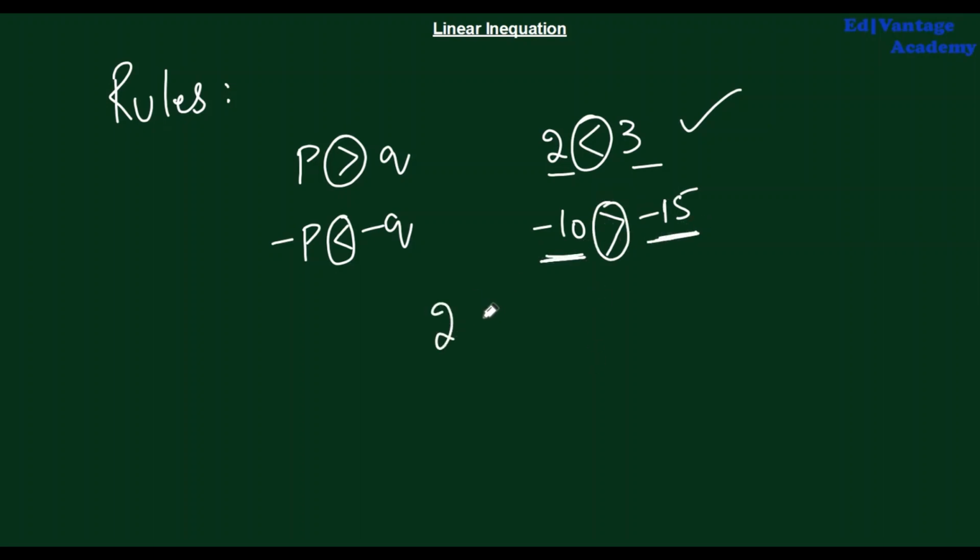Or even if it was just 2 is less than 3 and you multiplied both the sides by a negative number, it became minus 2, minus 3. So we know minus 2 is greater than minus 3, the symbol has to reverse. That is one situation where the symbol reverses.